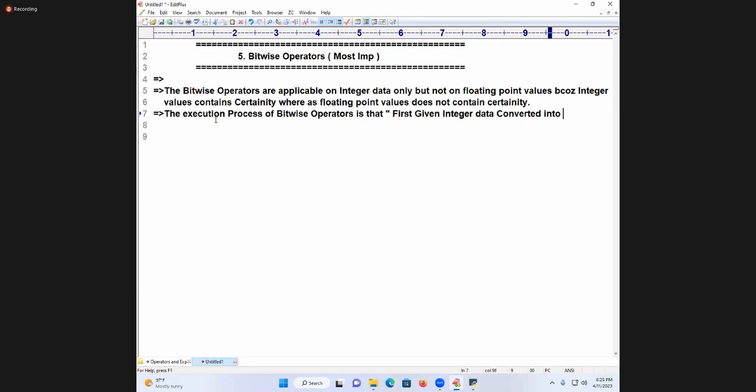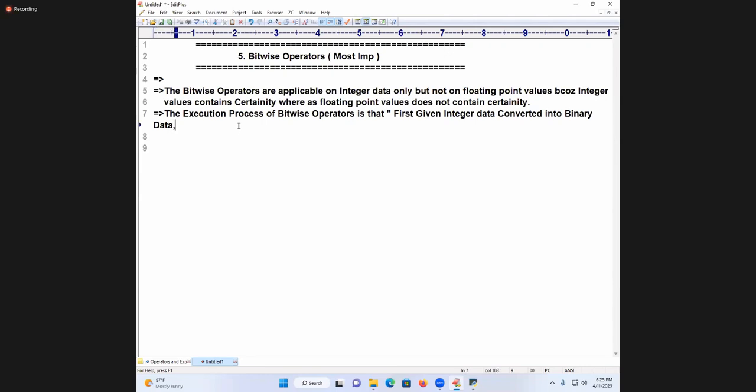Converted into which type? Binary data. Do you know how to convert into binary data? Did I explain this? And programmatically also you know now? What is the function used for it? Very good. bin of, and you'll pass the integer data. So it is converted into what? Binary. Very good. So the execution process of bitwise operators is that first the given integer data is converted into what?